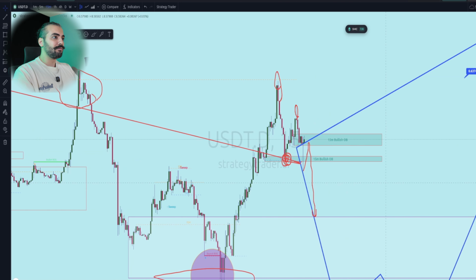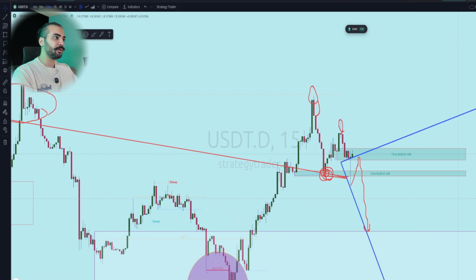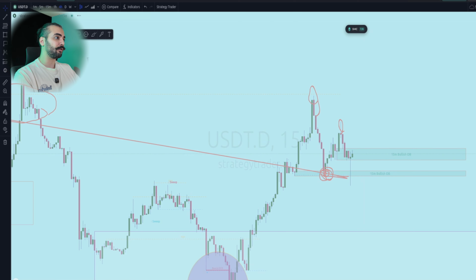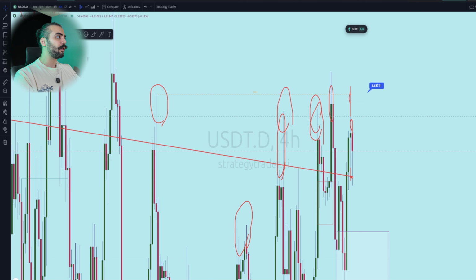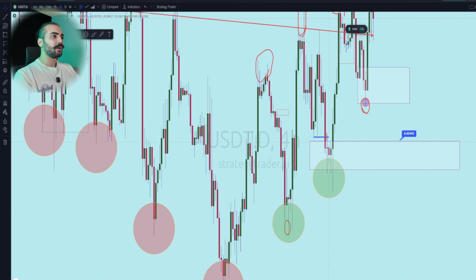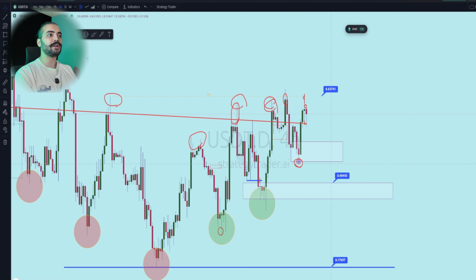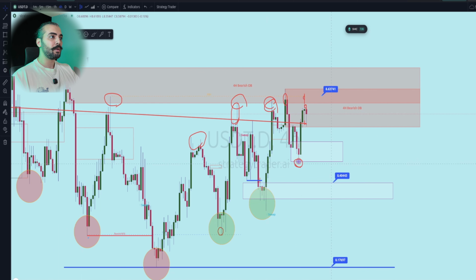All right, I think it pretty much covers more or less what we wanted. So right now we are still making higher highs. Again, on the 4-hour time frame, let me go to the 4-hour time frame. We are on a bullish trend in dominance of Tether, meaning that we are in a bearish momentum, but still we do need to grab some more liquidity.